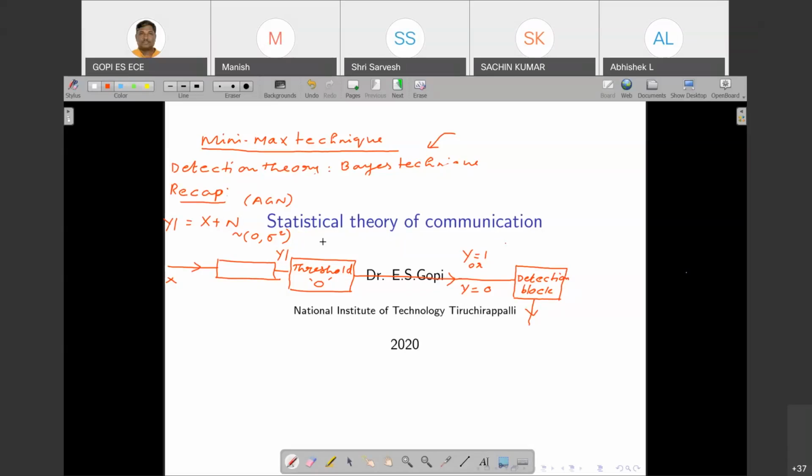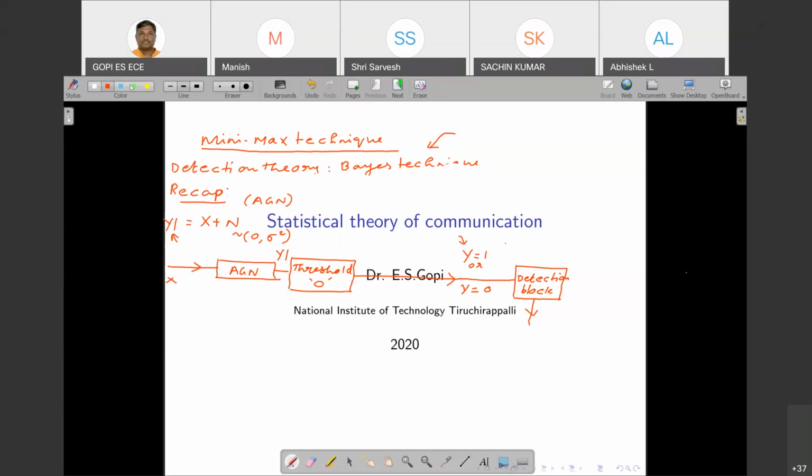So what you see here is another model, right? In the earlier case, what you receive in the receiver section, y, is continuous, ranging from minus infinity to plus infinity. But now in this model, we have an intermediate variable y1, after the additive Gaussian noise. And after applying the threshold, we can assume that we are getting y equal to 1 or 0, right?